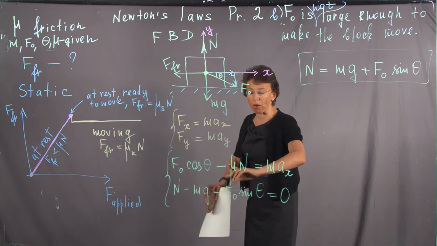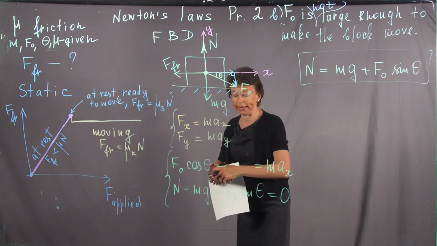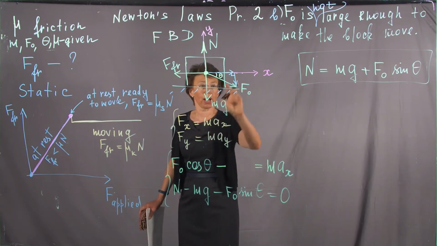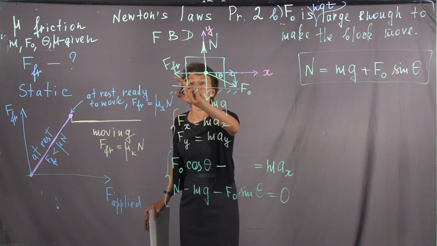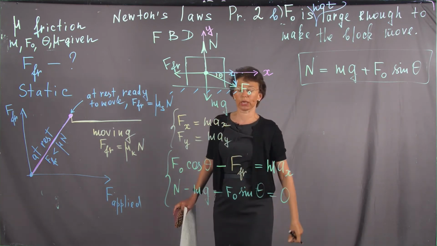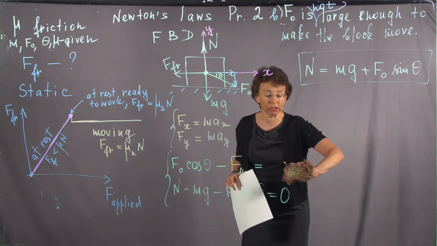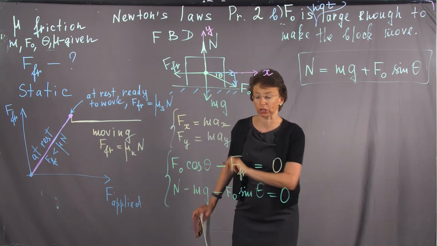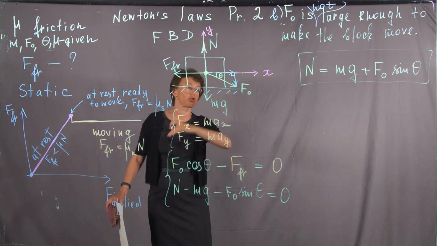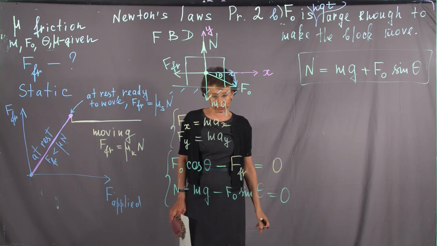But we have a problem here because force of friction is not mu n anymore. What is it? F naught cosine theta is my x component of F naught. I don't know the magnitude of force of friction. I'm looking for it. And the object is still at rest, so my acceleration in x direction is 0. So this is the correct equation now for this problem, when the block is at rest and force F naught is not large enough to move it.